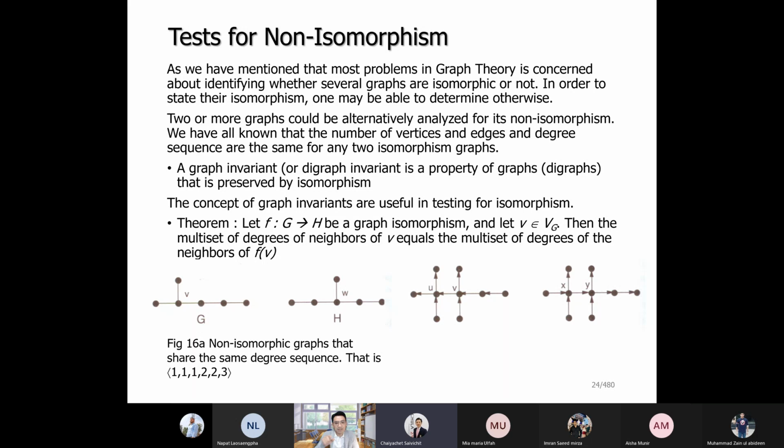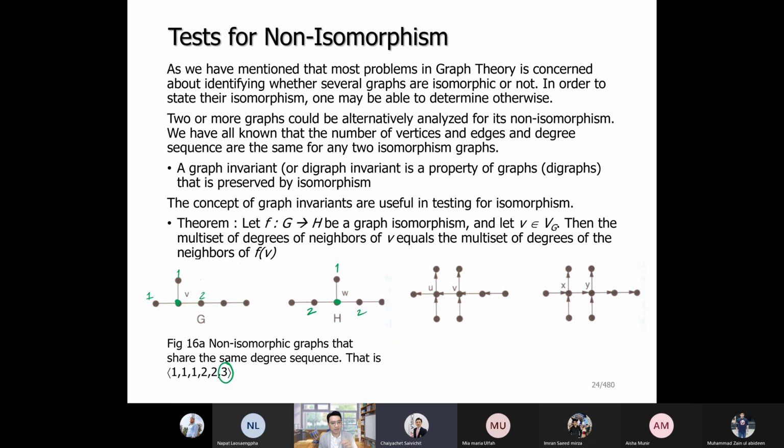So this is another consideration further from what we have discussed earlier, about when you have the neighbors. For example, V here and W here are the points of degree 3. The neighbors of V have degrees 1, 1, and 2. But the neighbors of the degree 3 node here have degrees 2, 1, and 2, which is different. So this is the point of graph invariant. Graph invariance means in this theorem, the multiset of degrees of neighbors of V equals the multiset of degrees of the neighbors of f(V).